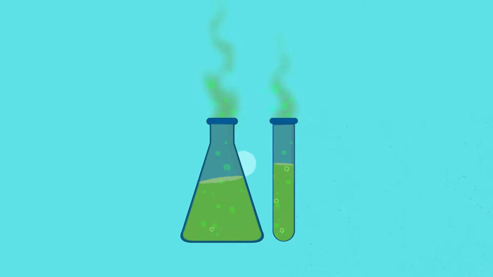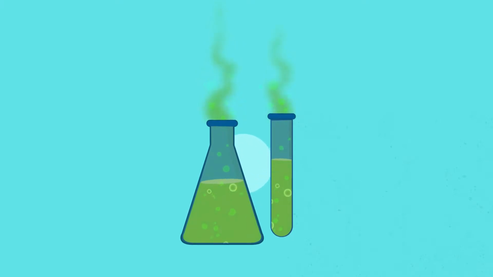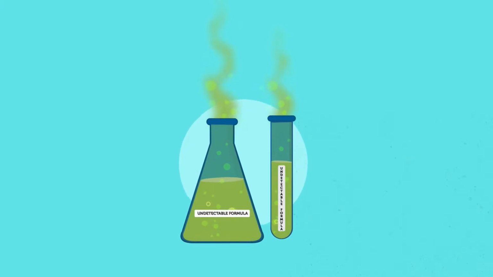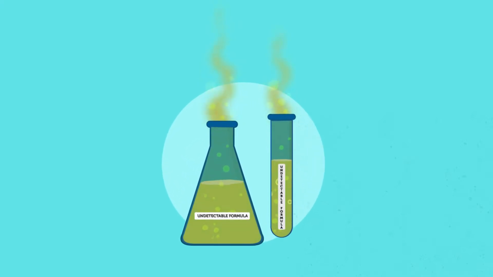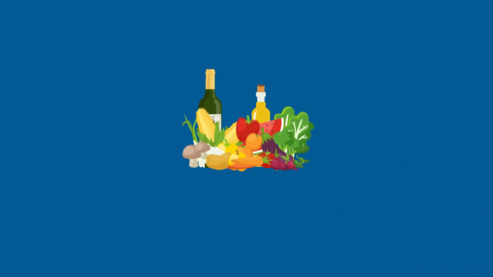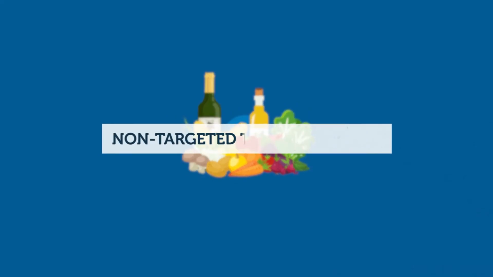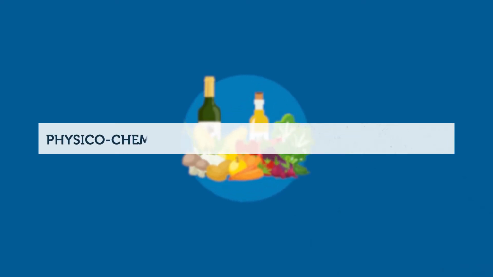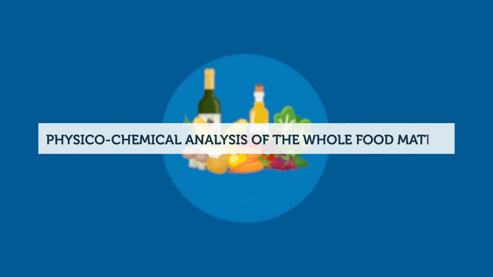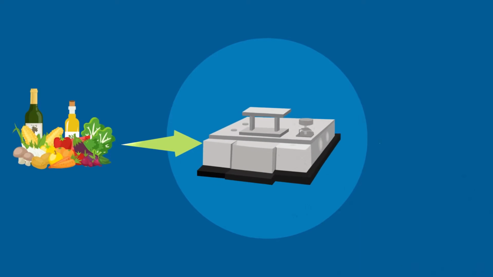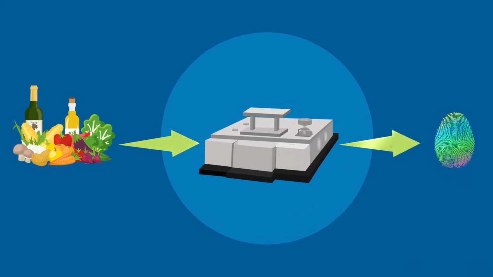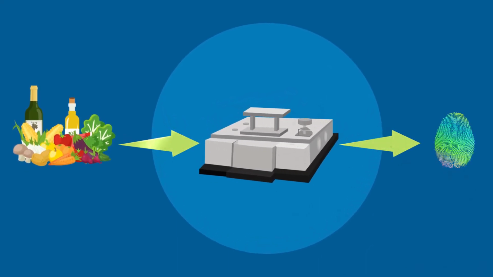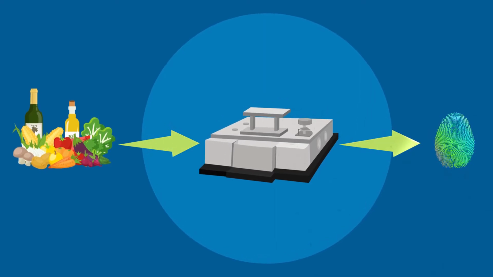With the subsequent use of unconventional and in some cases non-food adulterants, which are unlikely to be detected using the conventional targeted analysis. This has brought about the necessity to develop non-targeted testing systems, which encapsulates the physico-chemical analysis of the whole food matrix, leading to the development of a food fingerprint, as opposed to targeted analysis where a known analyte is specifically screened for.